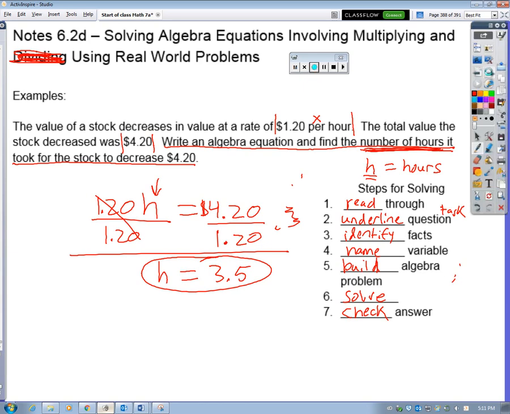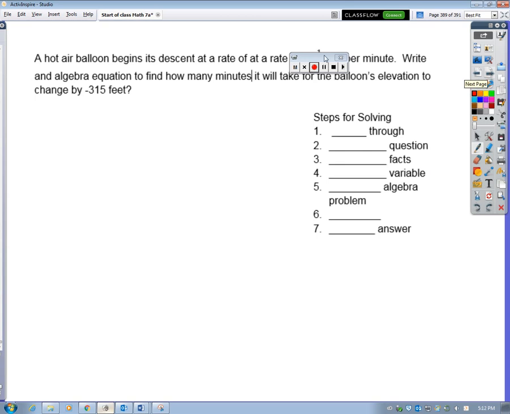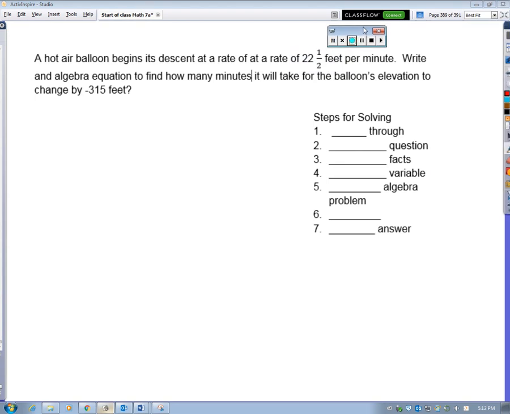We'll take a look at this next one we have here. Alright, here's our next example. We're going to read through the problem, get a visual of what is happening. A hot air balloon begins its descent, so it's going down, at a rate of 22.5 feet per minute. Okay? Write an algebra equation to find how many minutes it will take for the balloon's elevation to change by 315 feet. Basically, we'll want to know how many minutes it takes for the balloon to go down by 315 feet. Alright? Underline the question or the task.